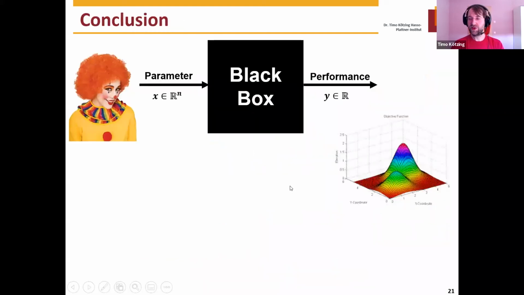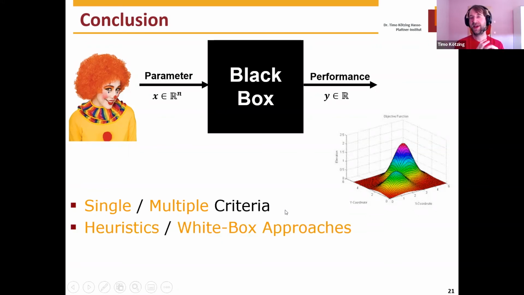Right. So with my last few minutes, I'll just want to give you a short conclusion. We looked at this black box setting with a single parameter performance, but I also talked a bit about multi-criteria approaches, and we looked into the two cardinal directions of heuristics on the one hand and other more white boxy approaches, gradient descent as a gray box approach, on the other. So with this, I want to thank you all for your time.